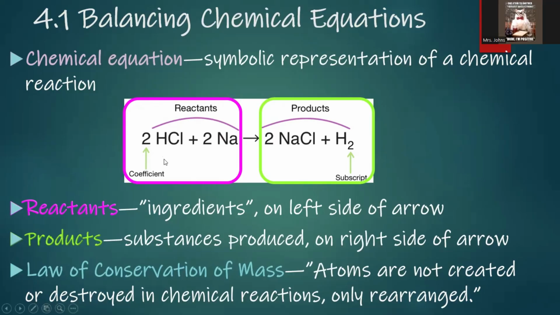So if we have a total of 20 grams of hydrochloric acid and sodium on the left-hand side, it's going to produce 20 grams of sodium chloride and hydrogen gas on the right-hand side. Nothing's going to disappear. Every atom is going to stay on the other side. And I forgot to say that the little arrow in the middle, when you read it out loud, you say yields or forms or produces the products. So these reactants yield these products.